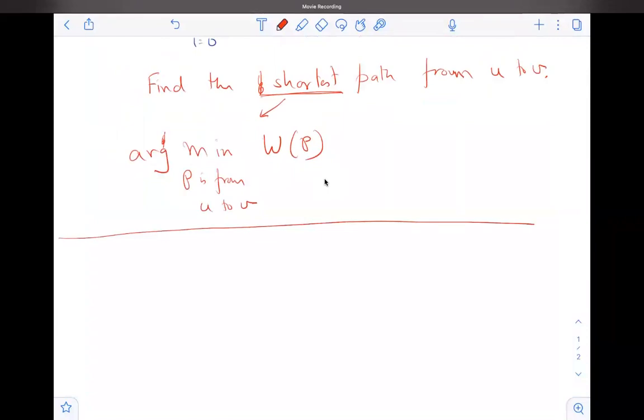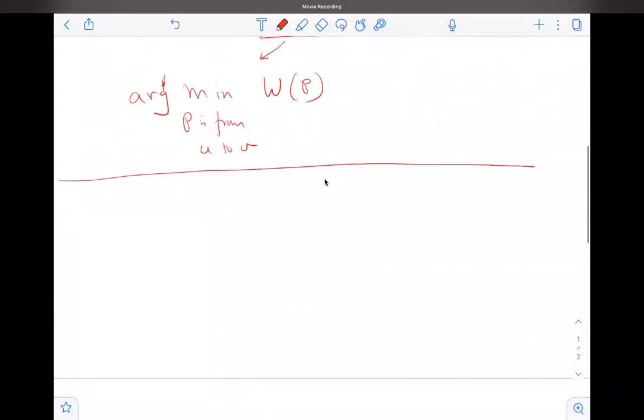Yes, sir. No, I don't think it is true. So let's look at this graph. Just three vertices U, V, W. This has weight 100. This has weight 100. This has weight 1. What is the minimum spanning tree of this graph? What will be the minimum spanning tree?